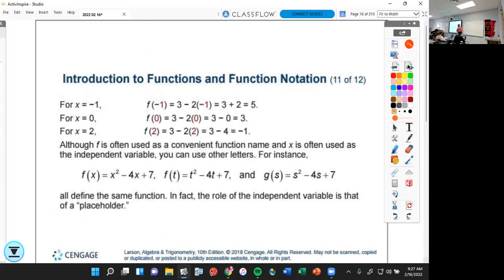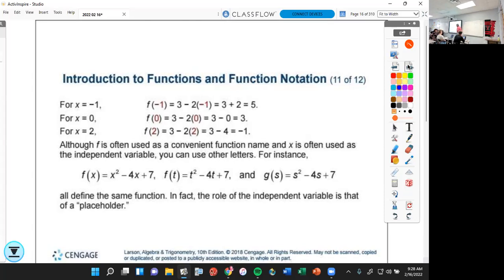It doesn't always have to be x, and it doesn't always have to be f either. So I could say f of t or g of s, it doesn't matter. Is there a difference between f of x and g of x, or is it just the same? No.